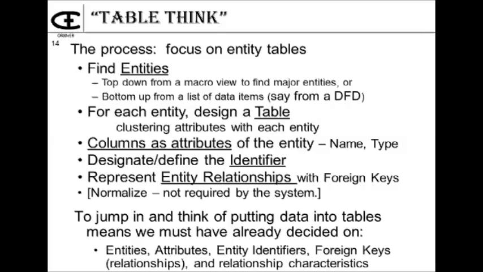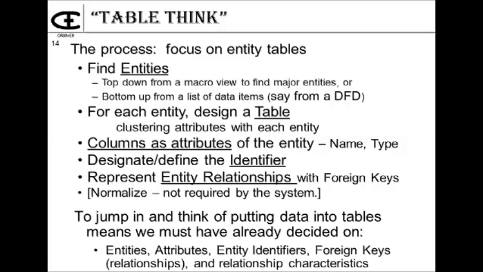And so for each entity, I design a table and I put the attributes in that entity. The columns are like the attributes, and I have a name and a data type. I can define an attribute or composite of attributes to be the identifier. And there I'm invoking the rules of building identifiers that we talked about earlier.